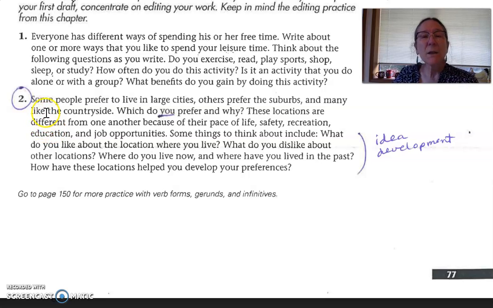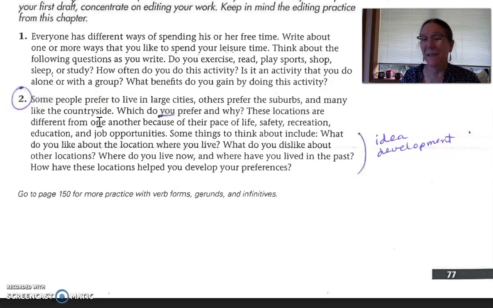So the topic is, some people prefer to live in large cities, others prefer suburbs, and many like the countryside. So that's like a target, right? In the center is the city. That's the densely populated, packed in, fun place to live. And then the suburbs are the communities around the city. That's where people can drive to work or take public transportation to the city to work. So that's why suburbs were created in the 50s after World War II.